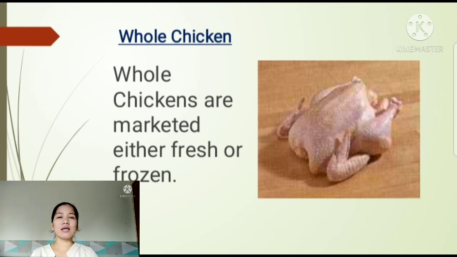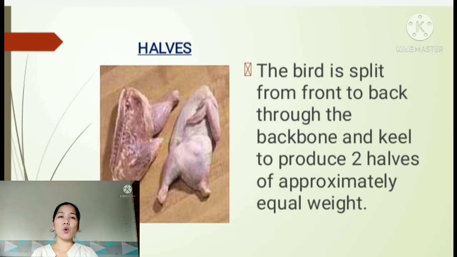The second cut, yung tinatawag nating halves or cut into halves. Pag sinabi nating halves, sa mathematics, kalahati. Okay, so yung buo, we split it from front to back through the backbone and the keel to produce two halves of approximately equal weight. Pag sinabing kalahati, magkasintimbang or hindi? Yan, magkasintimbang, ibig sabihin kalahati. Kung yan ay isang buo, hinati sa dalawa, ang result ay one half or yung tinatawag nating halves.